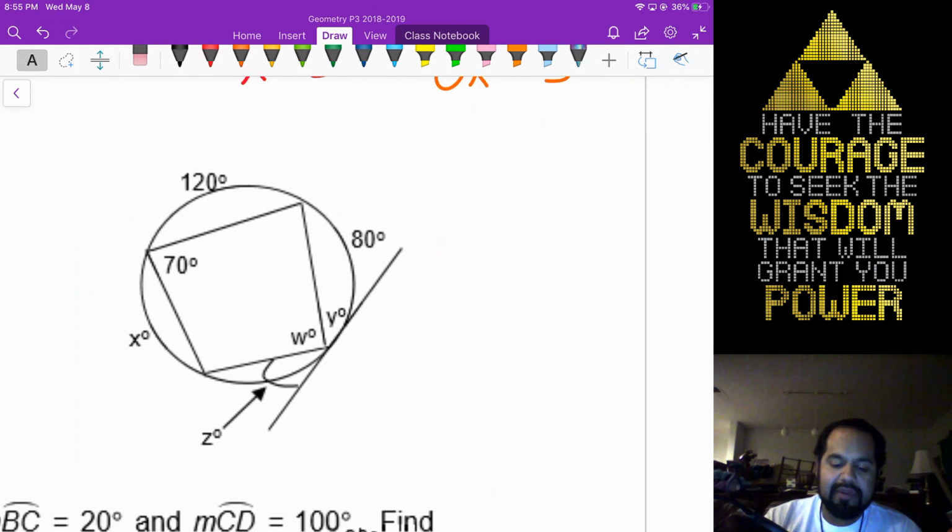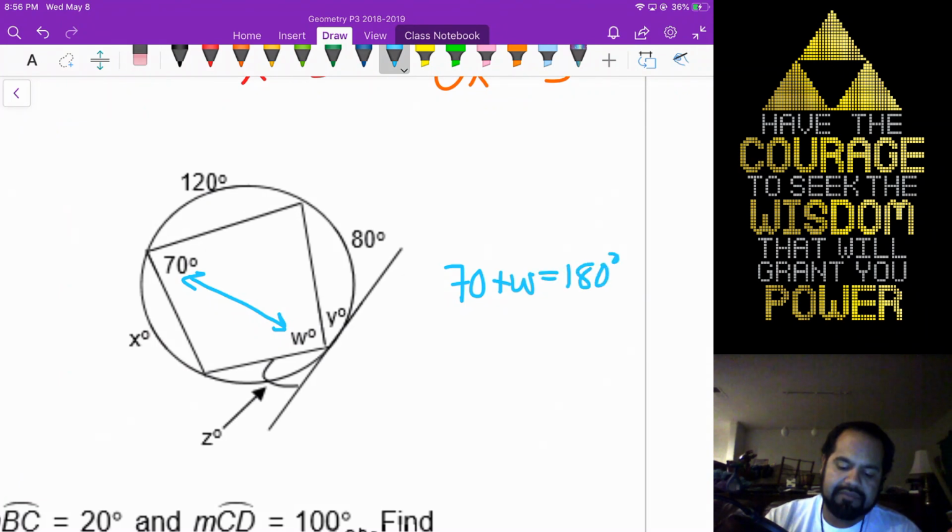First theorem you've got to remember is when there's a quadrilateral inside of a circle, opposite angles are supplementary. So, oh my gosh, I can't write right now. 70 plus W equals 180. So then you take away 70, and W is equal to 110.